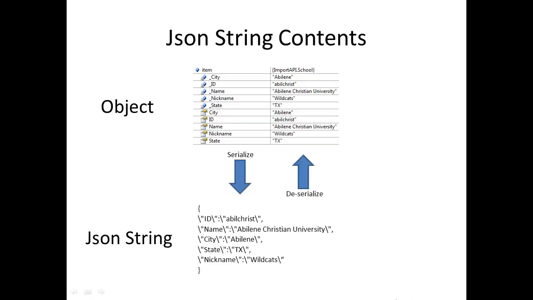Here is a simple example showing one of our school objects in object form and the resulting string after being converted to JSON data format. You can also see that to serialize you're going from the object to the JSON string, and to deserialize you're going from the JSON string to the object.